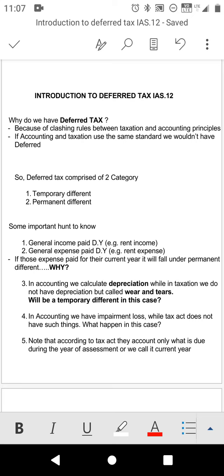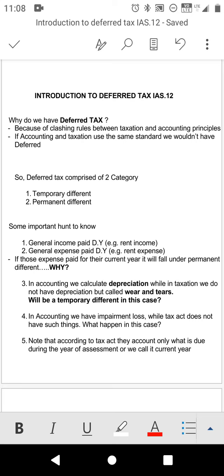Number two, a general expense paid during the year, is similar to the first one. This one is an expense. So if those expenses are paid in the current year, it will fall under permanent difference. The reason is the one that I was explaining, because in accounting and in taxation, they use the same principle. They both record it at the same time, which means that there is no difference that will arise.